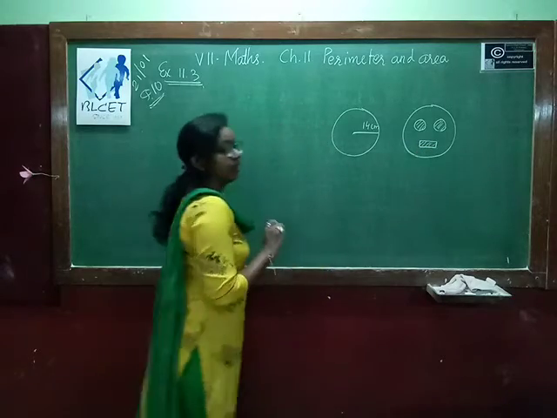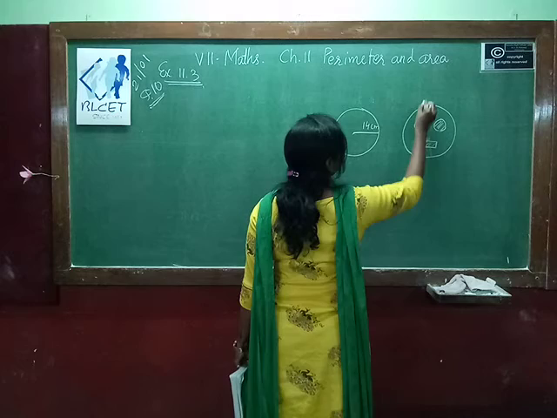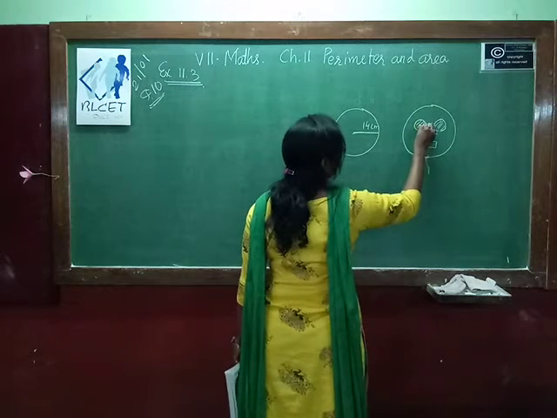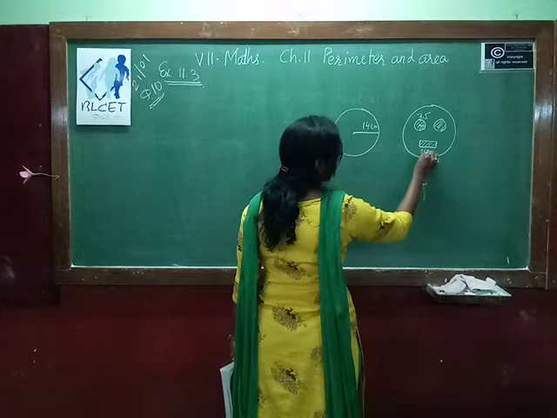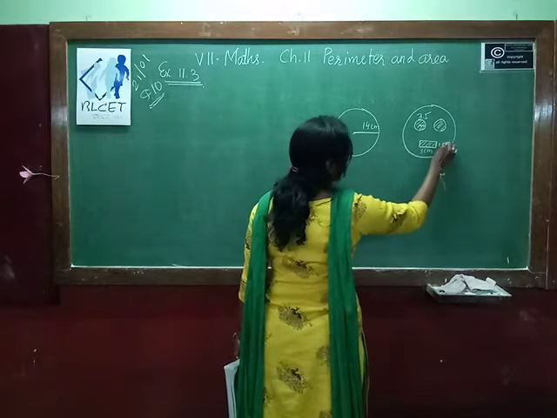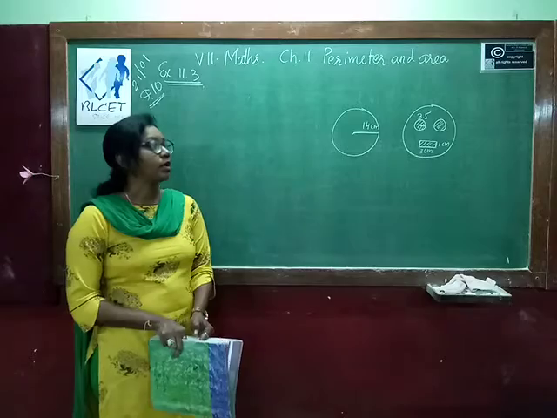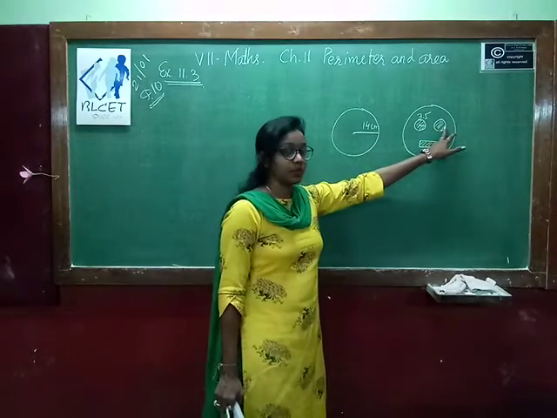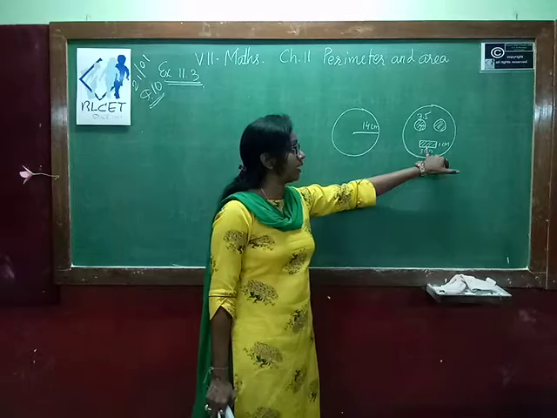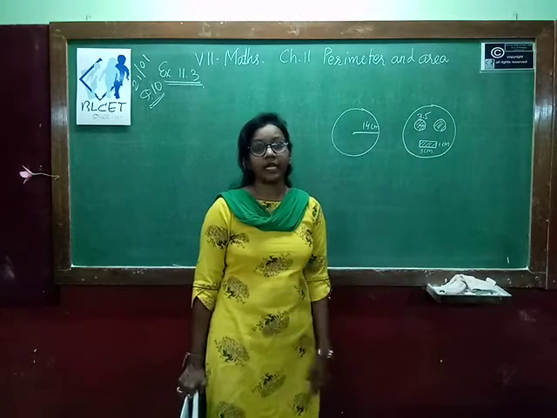Now, what is the radius of this? 3.5 centimeter. The radius of this small circle is 3.5 centimeter. Here length is 3 centimeter and breadth is 1 centimeter. This is the measurement of these shapes. Now what is the question? After removing these two circles and one rectangle, whatever cardboard is left, you have to find the area of that.